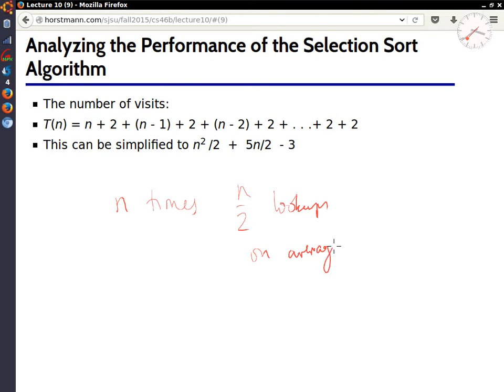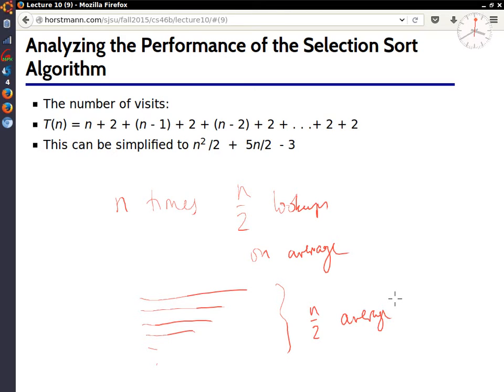So that's an easier way of thinking about it. Because first you do n minus 1 lookups, then n minus 2, then n minus 3, and so on. And on average, that is n over 2. Half of them are longer than n over 2, half of them are shorter. And they're not exactly n over 2. It might be n over 2 minus 1 or n over 2 plus 1. But that's where the beauty of big O comes in.